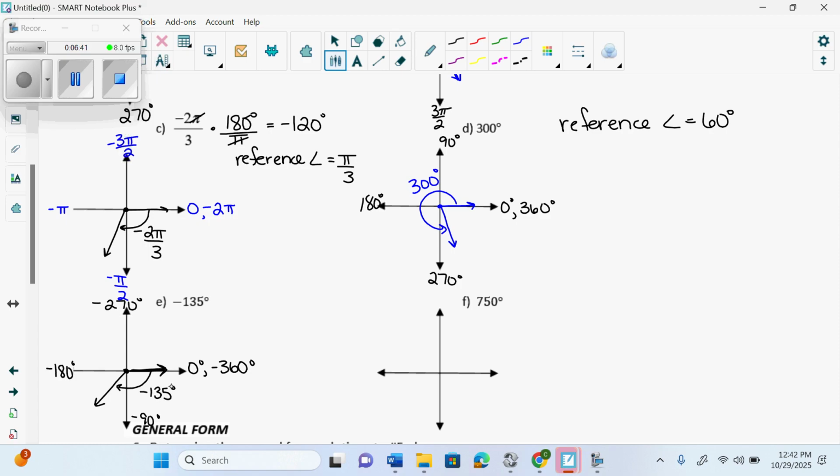How far away is this from the x-axis? How far is 135 from the x-axis? 45, because you can just go 180 minus 135, correct? So this here is 45, correct? That's the bow tie angle, yes? And the bow tie angles are the reference angle. So we have a reference angle of 45 degrees.